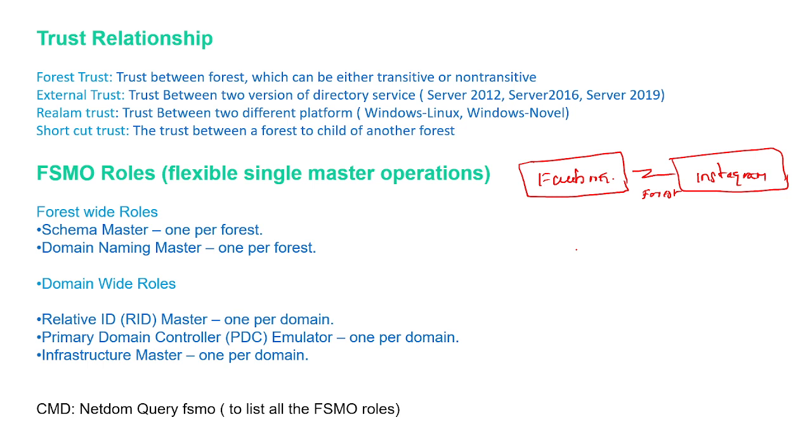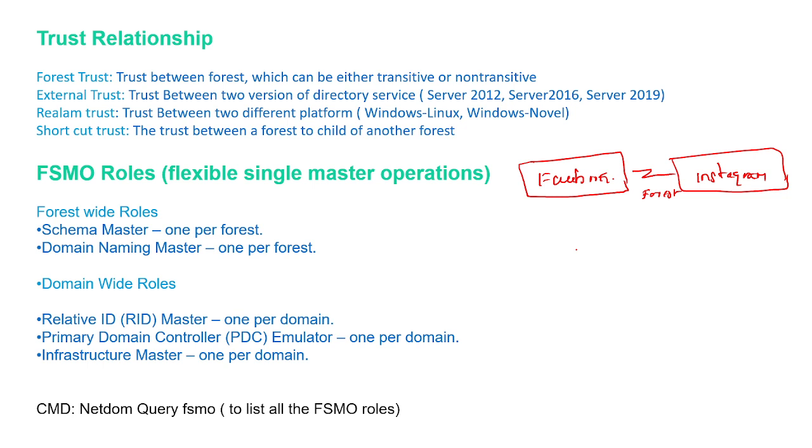Non-transitive means I'm trusting you, but you don't necessarily need to trust me back. That is called non-transitive. So forest trust means there is a trust between two different forests. Either it can be transitive or non-transitive. But if there are two forests and you are enabling the trust, that is called forest trust.